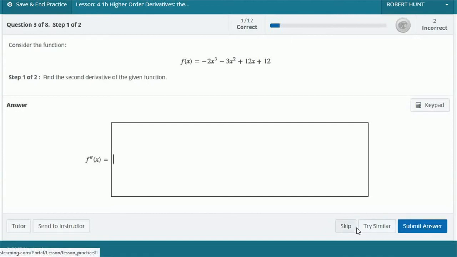That one will work. You'll notice some of these, they have it broken into 2 steps. With the first step, they're just asking for the second derivative. So, I mean, we can do that. You've got to get the derivative anyway, so it's not going to hurt to go ahead and do it up front. Let me write my problem down here. Okay. -2x cubed minus 3x squared plus 12x plus 12.